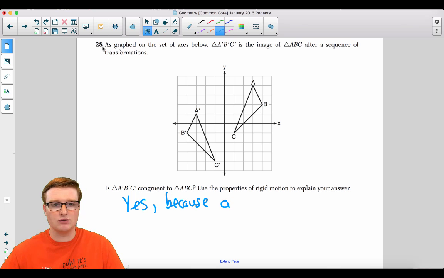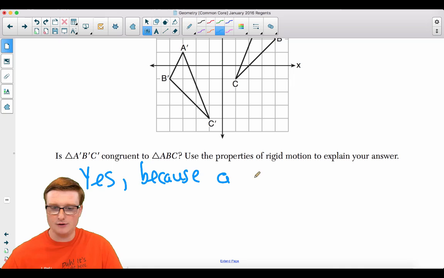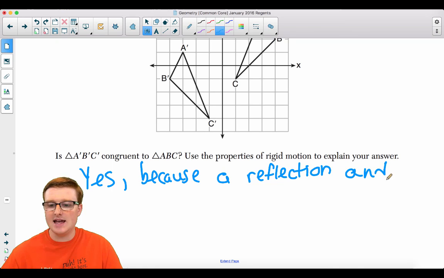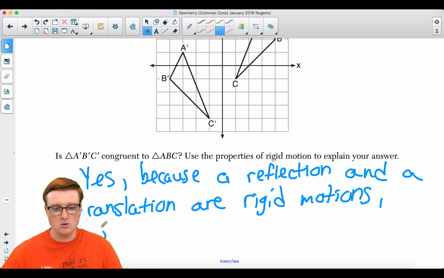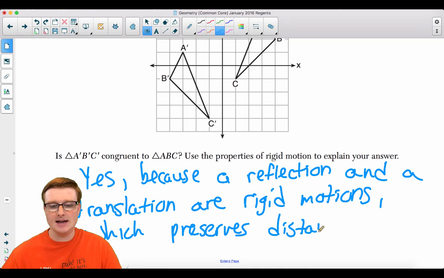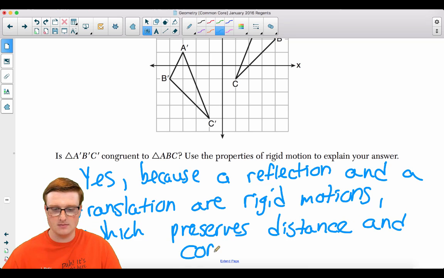because, I'm going to make this bigger, because a reflection and a translation are rigid motions, which preserves distance and congruency. Now we give you full credit.